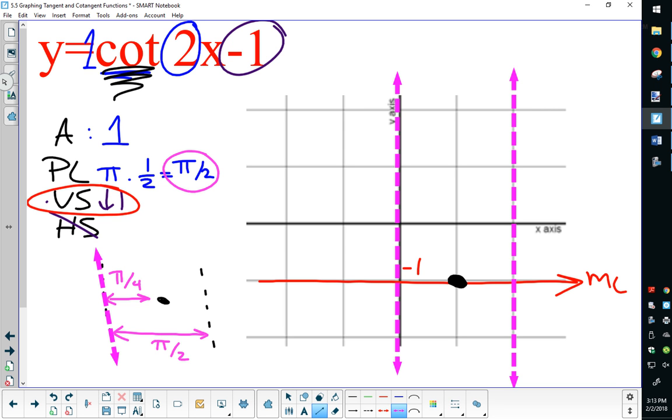The first asymptote is obviously 0, because we started in the middle. Noah, what would you call your middle point? What would we label that as?